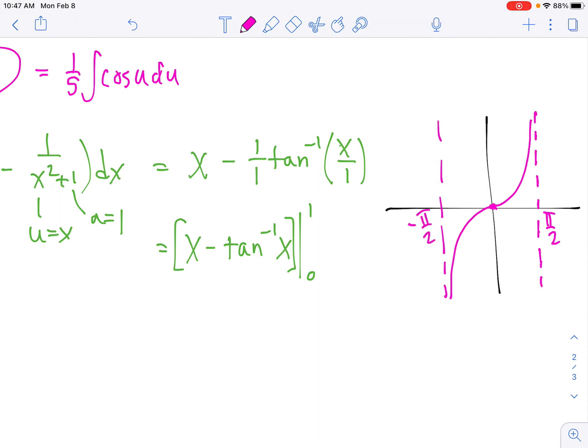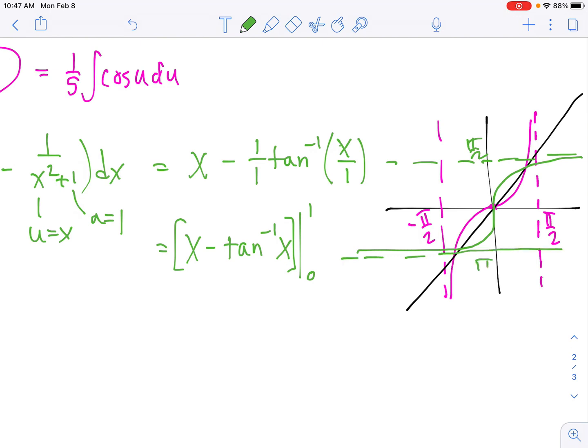Okay, so what does inverse tan look like? Well, inverse tan is the inverse of that function. So what we want to do is basically fold that over the line y equals x. If we can picture the line y equals x here, that means the inverse tan looks like this, which means we have a horizontal asymptote up here at pi over 2, and like this, which means we have a horizontal asymptote at negative pi over 2.